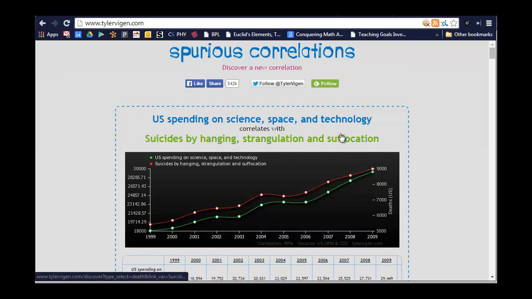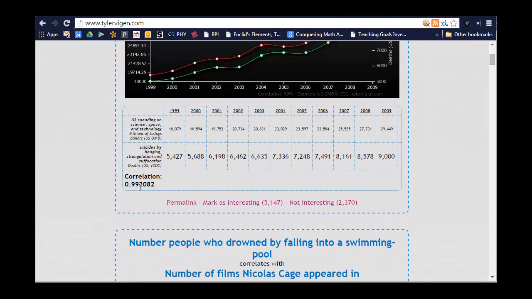Here's another interesting example from this website, Spurious Correlations. Here they have a graph, and this is not a scatter plot like we've been looking at, but it's looking as a function of time, U.S. spending on science, space, and technology, and suicides by hanging, strangulation, and suffocation. So we could look at the data table here. Now the correlation here, this would be the R value, is 0.99. This would indicate a very strong correlation between spending and suicides.